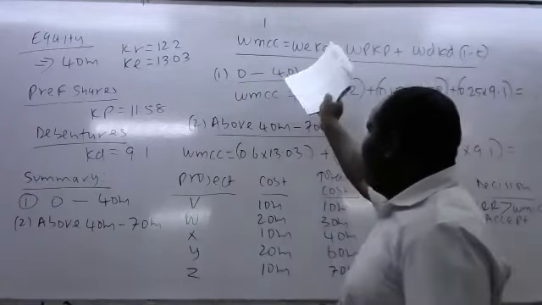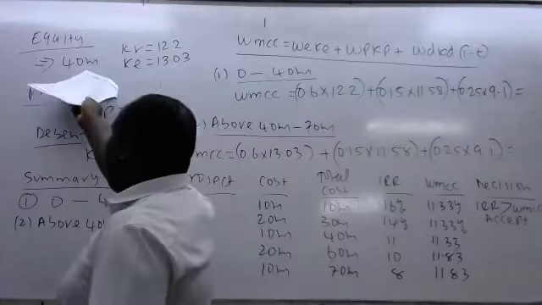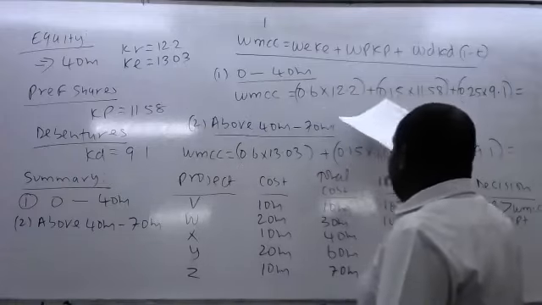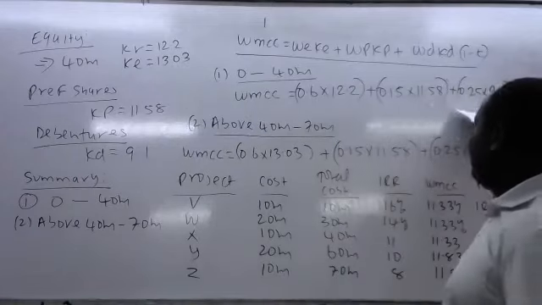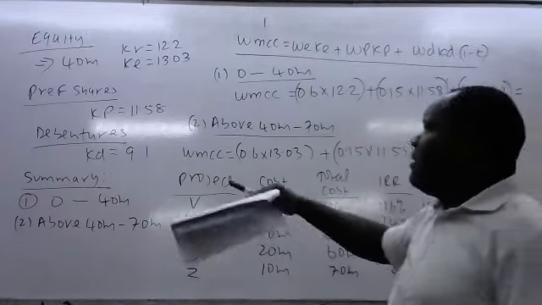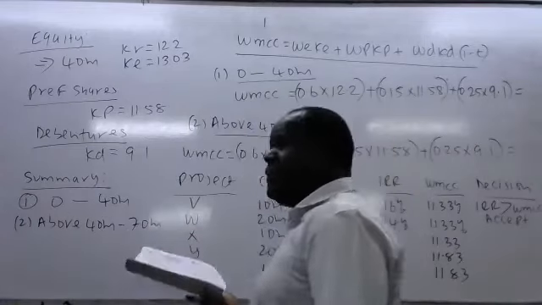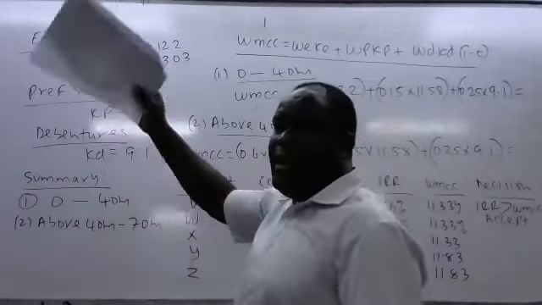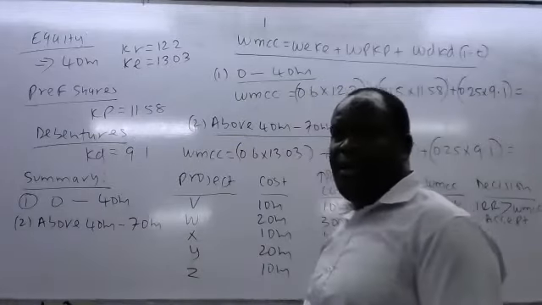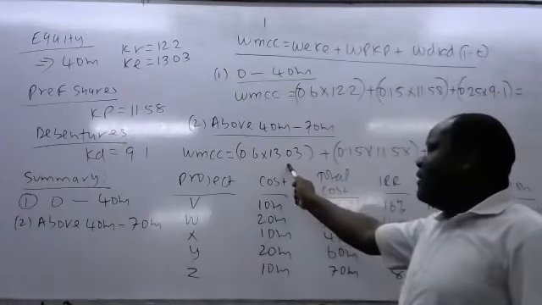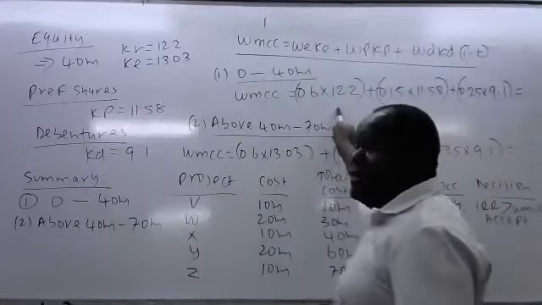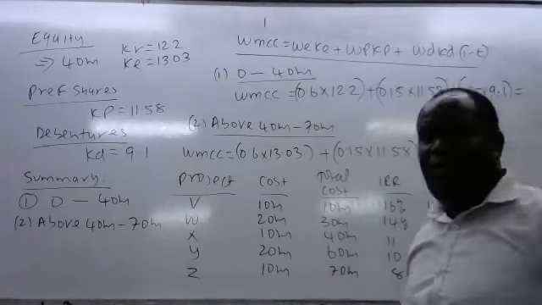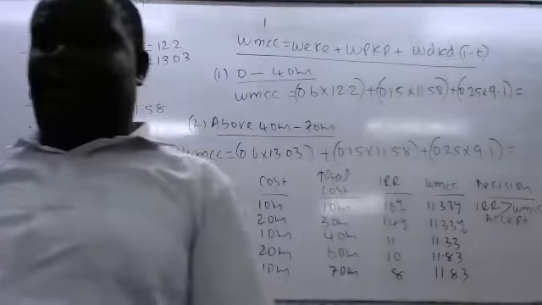So equity has two components. For 40 million and below, you use what? Retained earnings. That's why in this place I've used 12.2. The rest remain because there is no breakpoint. But when it comes to the second range, above 40 to 70, we have exhausted the retained earnings. So under equity, we change to the ordinary share. That's why we have the ordinary share at that point. But here we had the retained earnings. The rest are not changing because there was no breakpoint. So that's the summary I will be able to give.